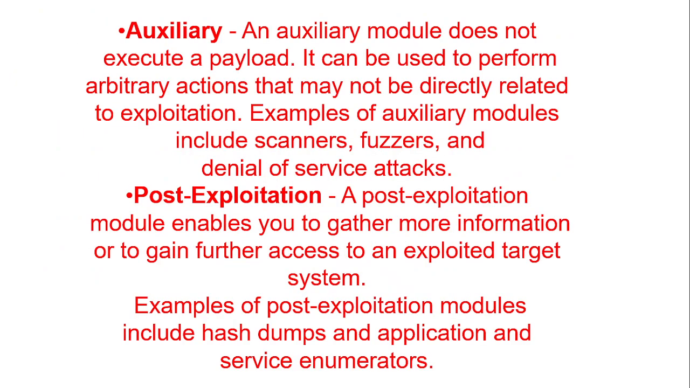The second one is auxiliary. An auxiliary module does not execute a payload. It can be used to perform arbitrary actions that may not be directly related to exploitation. Examples of auxiliary modules include scanners, fuzzers, and DoS attacks. Post-exploitation. A post-exploitation module enables you to gather more information or to gain further access to an exploited target system. Examples of post-exploitation modules include hash dumps, application and service enumerators.